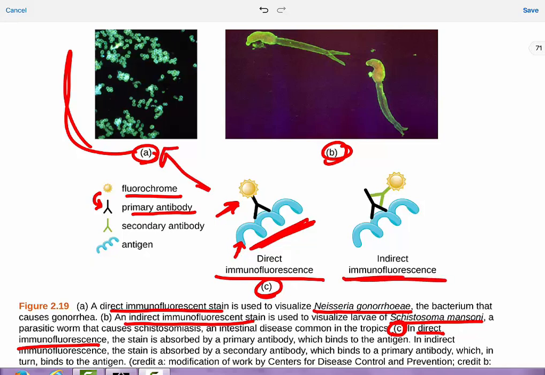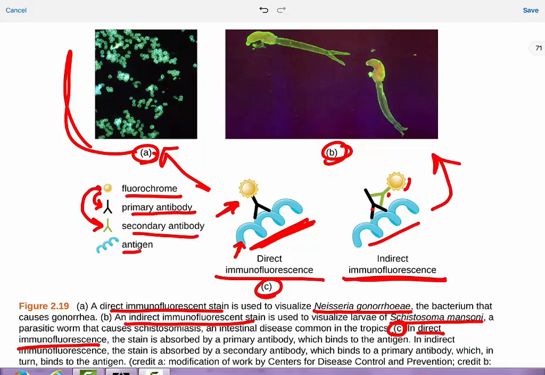In indirect immunofluorescence, we take our fluorochrome, our little sun guy, and we dye this green upside down Y, which is a secondary antibody. Then we mix it all up and we have our primary antibody attaching to our specimen, our pathogen or antigen in this case. And then we have our secondary antibody that has the fluorochrome on it. So it's going to light up. And we see that here in indirect.